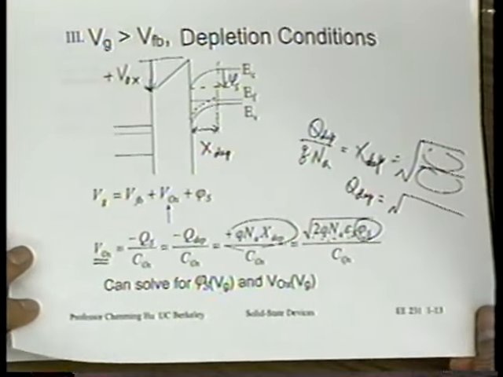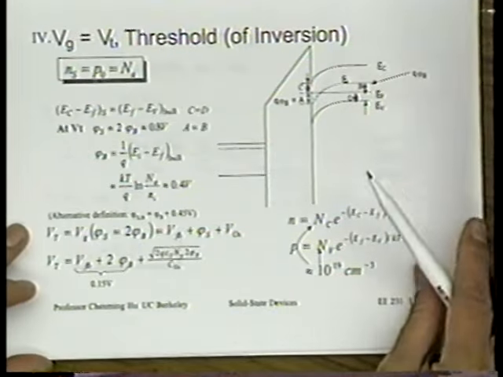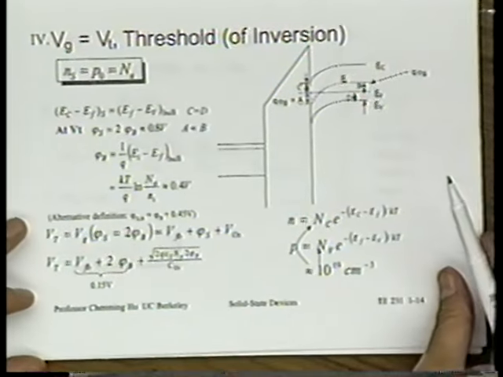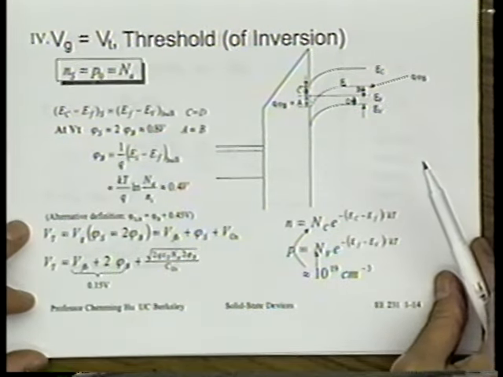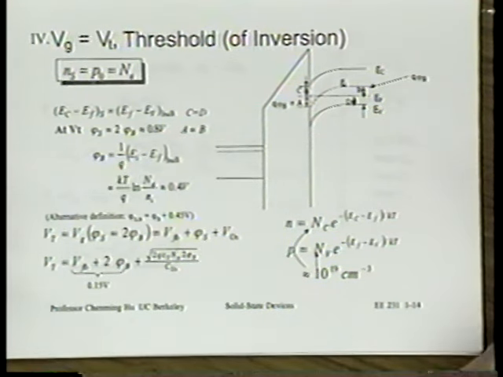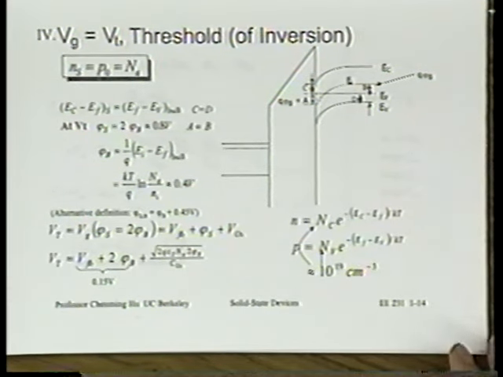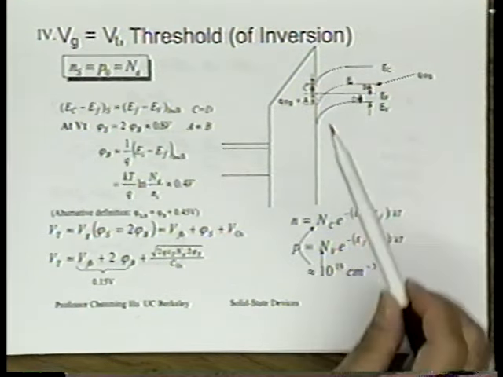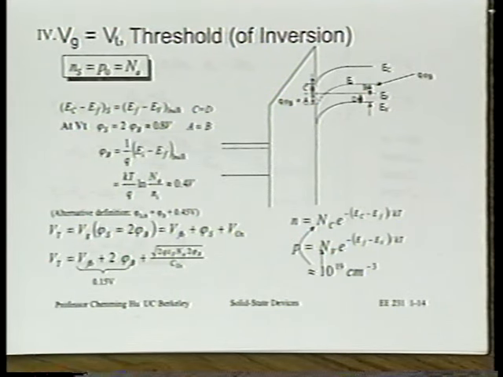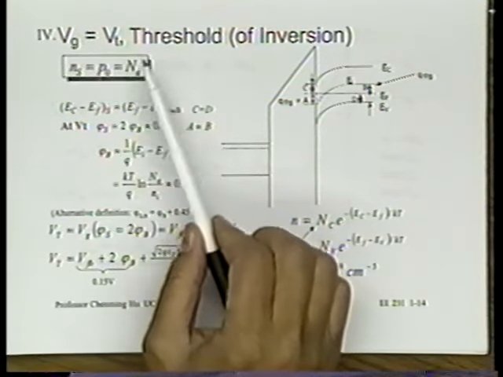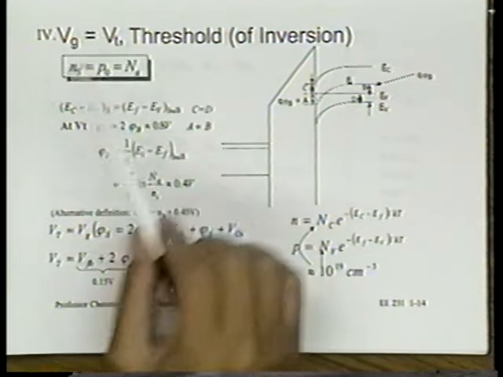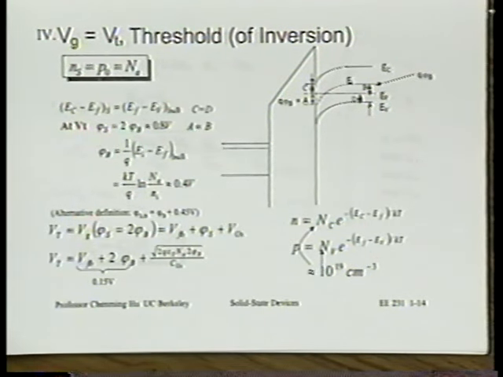Okay, all right. Finally, we model the threshold condition. The threshold, of course, meaning like the threshold of a door or the threshold of a building. By crossing the threshold, you're entering into another realm. So this is the threshold of inversion. If we move beyond this, we are into inversion. Very well known. That particular point is called Vt, that voltage. When Vg is Vt, we are at the threshold of inversion.